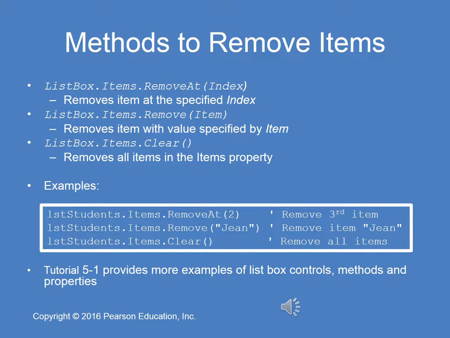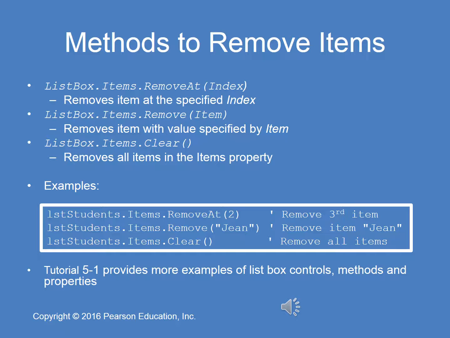As you might have guessed, in addition to the methods to add items to a list box, we also have methods to remove items. And those 3 methods are RemoveAt, and that requires an index as its argument, and it will remove the value at the index specified. I guess I'm sounding like a broken record, but don't forget it's a zero-based indexing system, meaning the first item is not 1, it's 0.